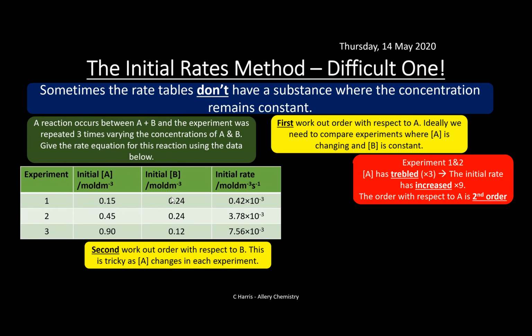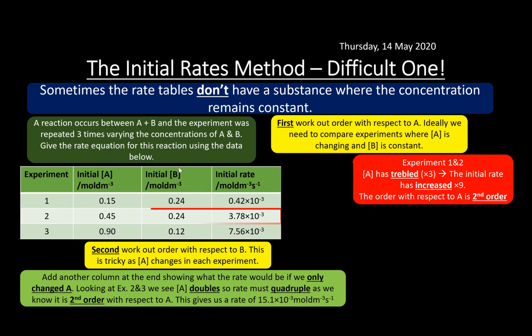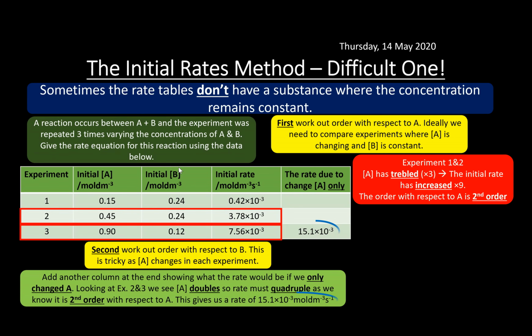Okay, so secondly, what we now need to do is work out the order with respect to B. Now, this is tricky because A changes in each experiment. You can see here that there isn't a single experiment where A is remaining constant. So all of these are actually different. That's really difficult to nail down which one to use for B. So what we need to do is add another column at the end showing what the rate would be if we only changed A.